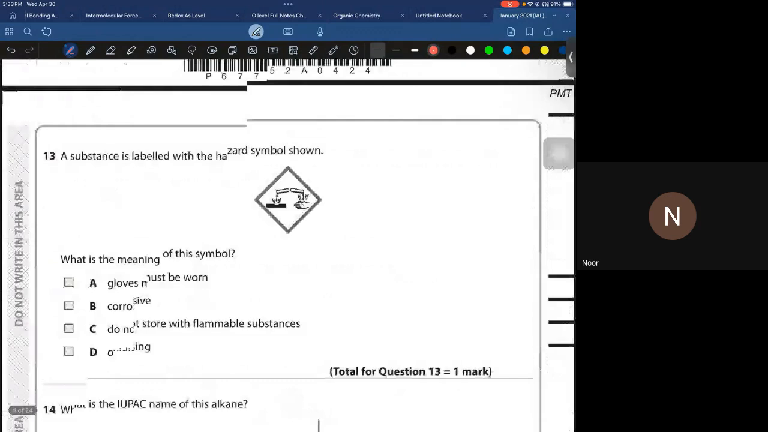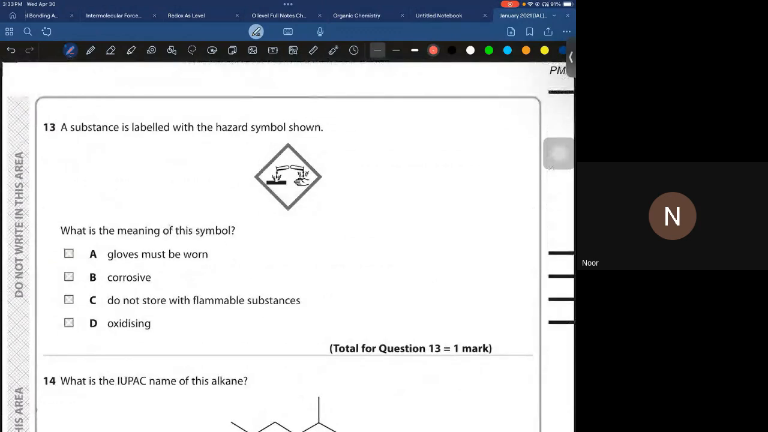Okay. Then in question 13, a substance is labeled with the hazard symbol shown. What is the meaning of this symbol?